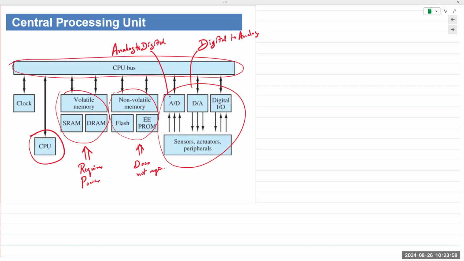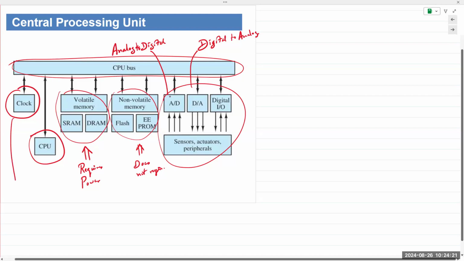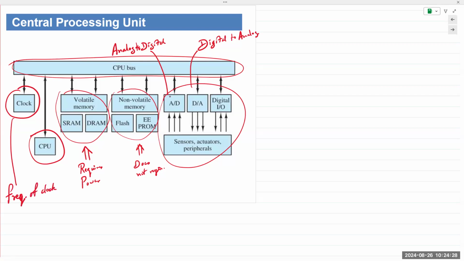And the thing that keeps everything synchronized, because they're all independent systems, we need them all working in a synchronous fashion. We have a clock, internal clock, that synchronizes the CPU and the rest of that system. And the frequency of this clock is the frequency of your processor, is the speed of the processor.